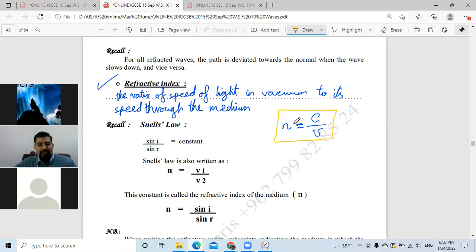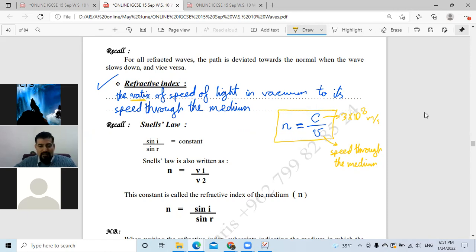So refractive index equals the speed of light in air, which is 3 times 10 to the power of 8 meters per second, over V, which is the speed through the medium. This ratio is the refractive index. So what's the unit of refractive index? Meters per second over meters per second. It doesn't have a unit. Unitless. It's a ratio.